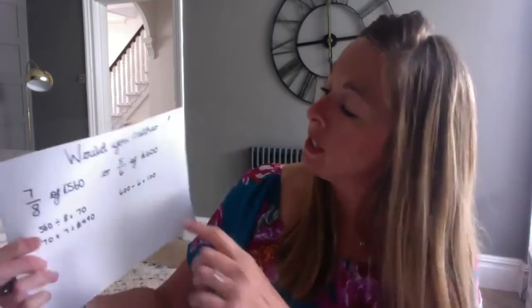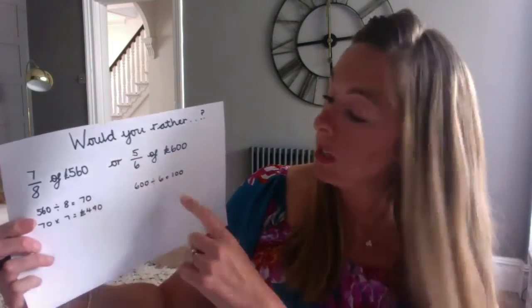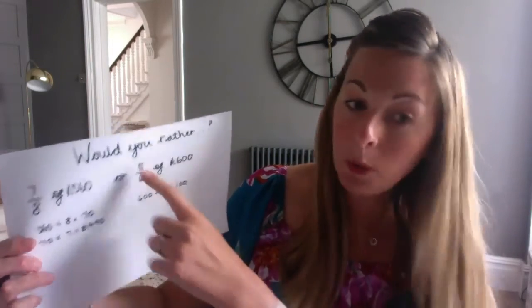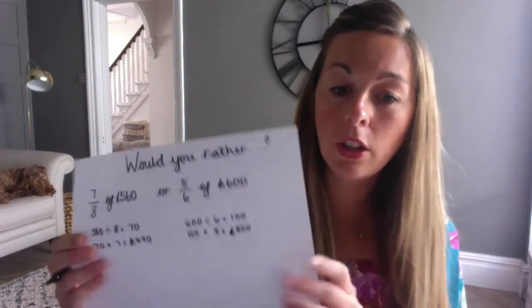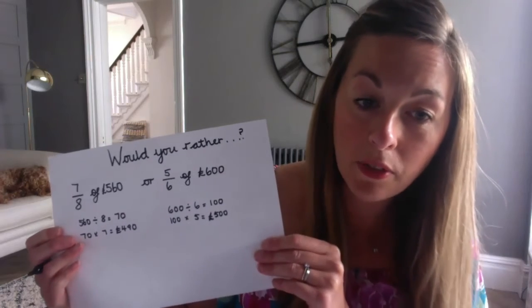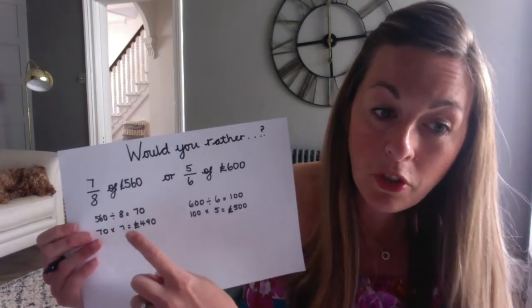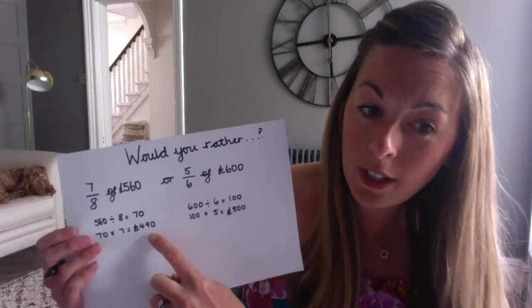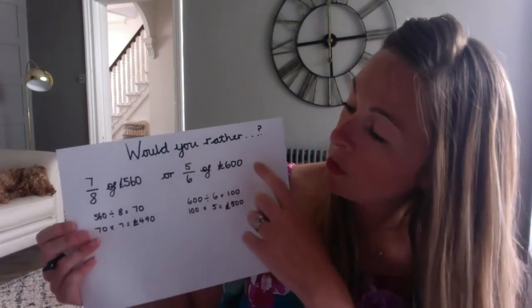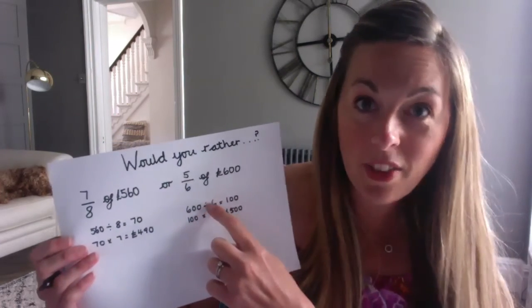Then I need to multiply this answer by the numerator. So 100 times 5 equals 500. And I need to remember to put my pound sign in front of it. So now I've got my answer. 5/6 of 600 is 500. Compared to 7/8 of 560 is 490. So I know that I would rather 5/6 of 600 pounds.